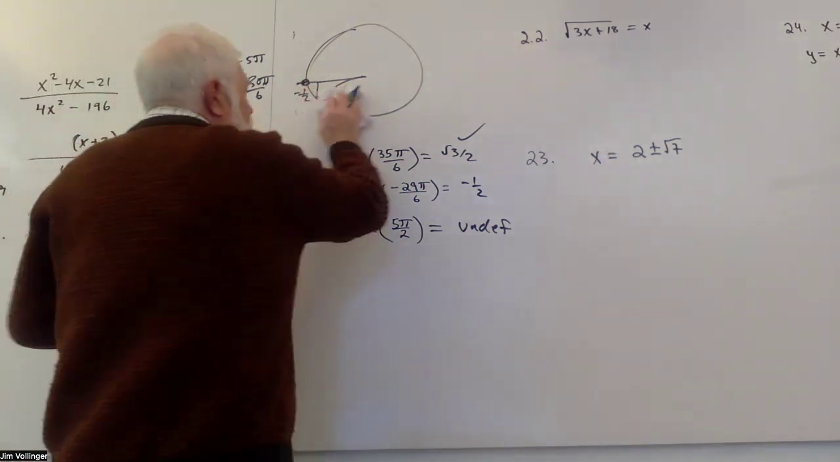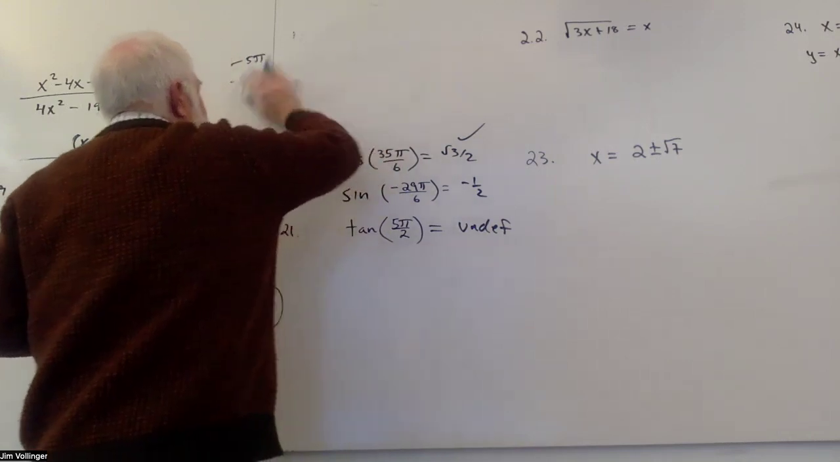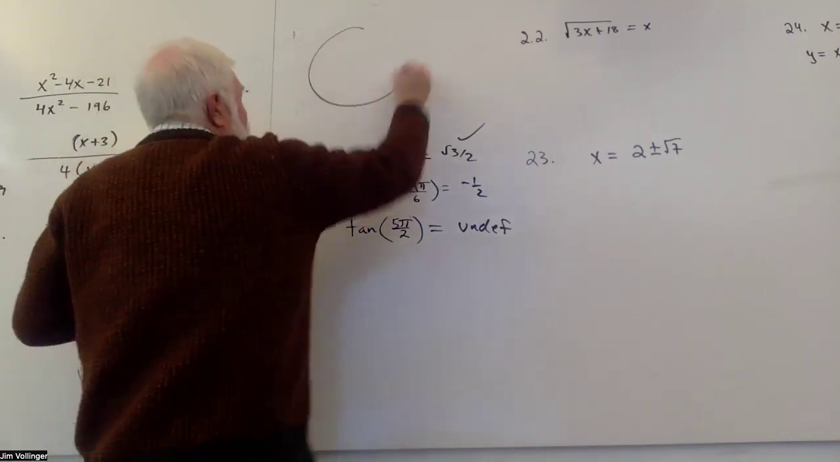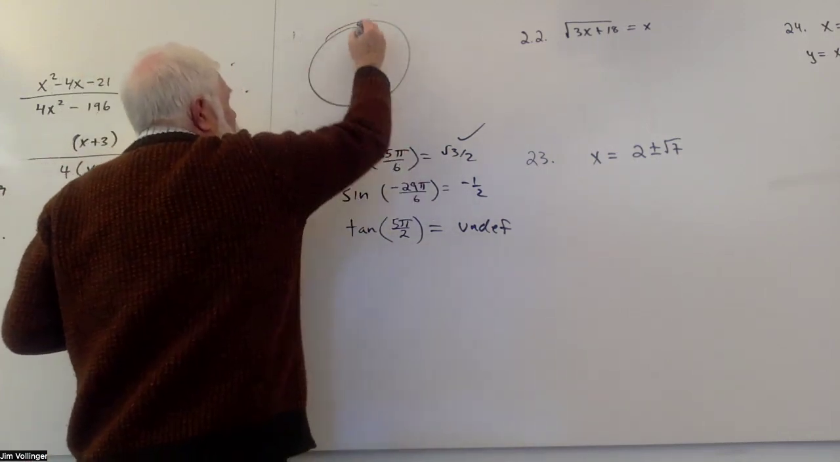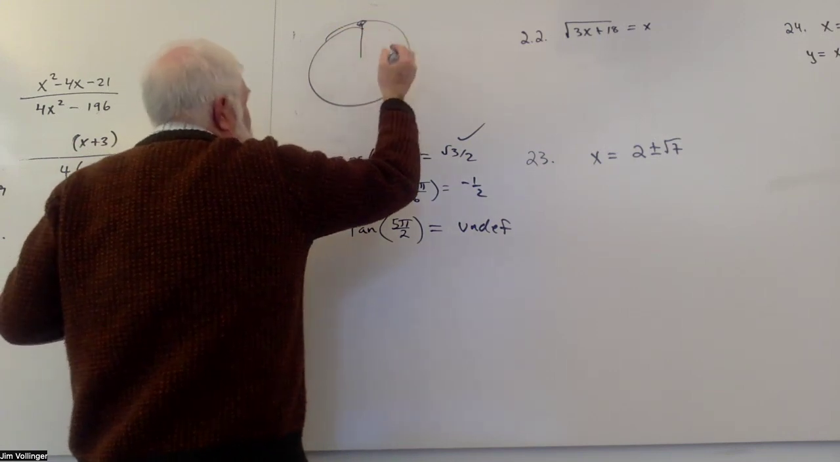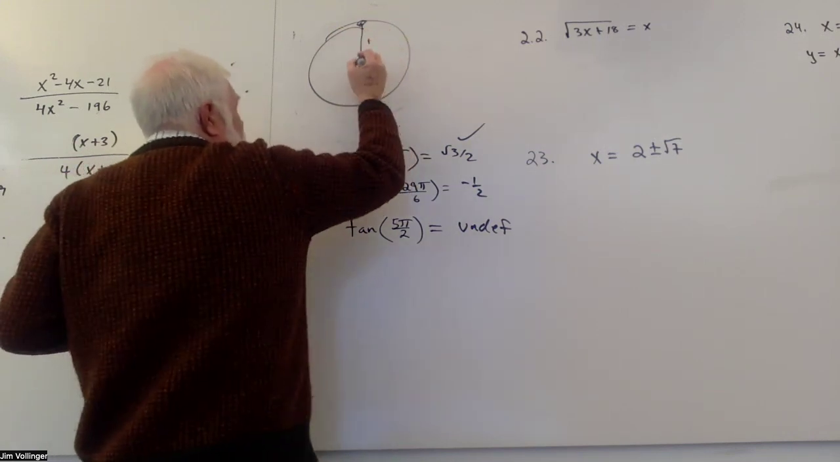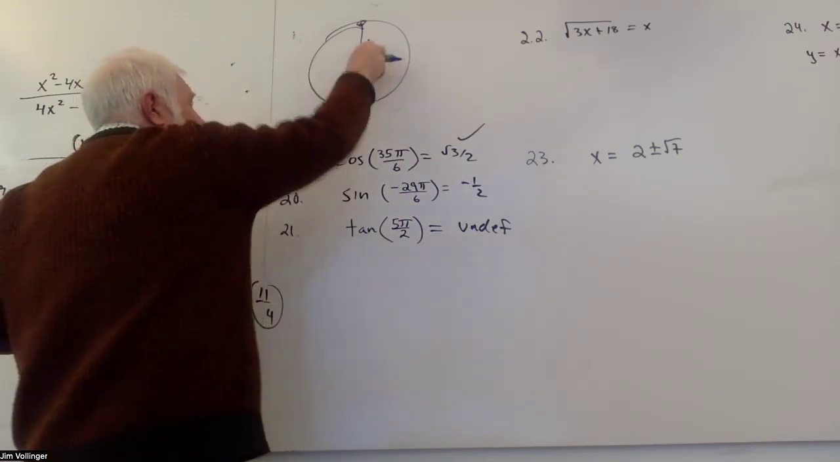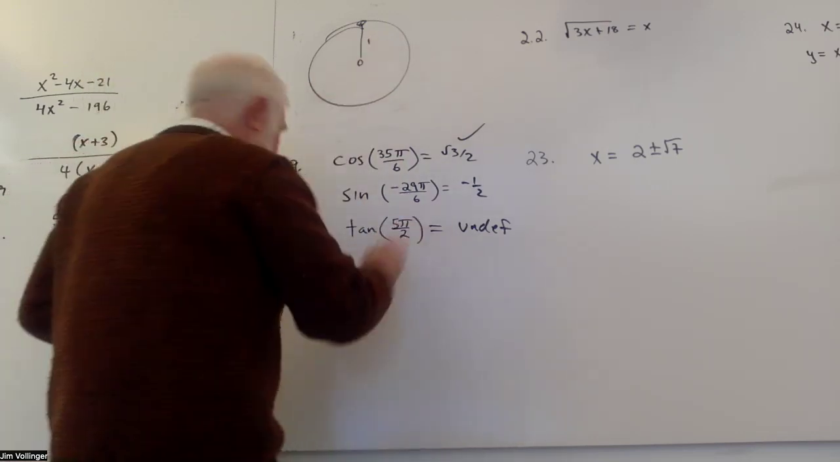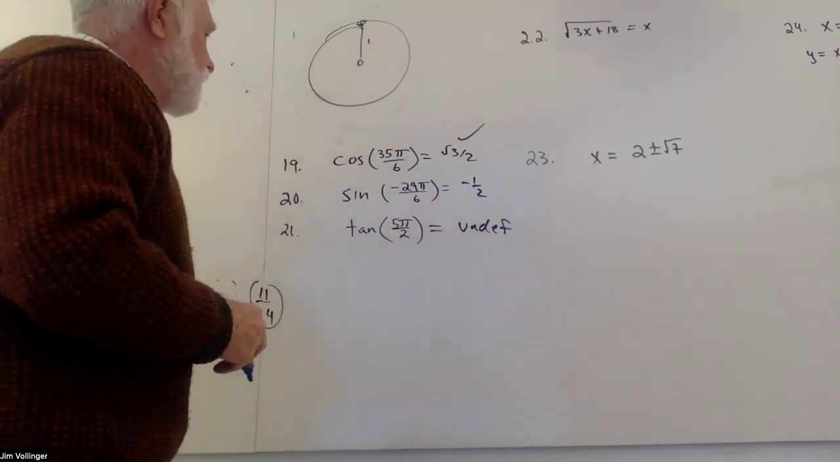Okay, that's pretty good. 5 pi over 2 is the top of the circle right there. And I know tangent is all about sine divided by cosine, height divided by width, and 1 divided by 0 is undefined. So there's a little practice there.